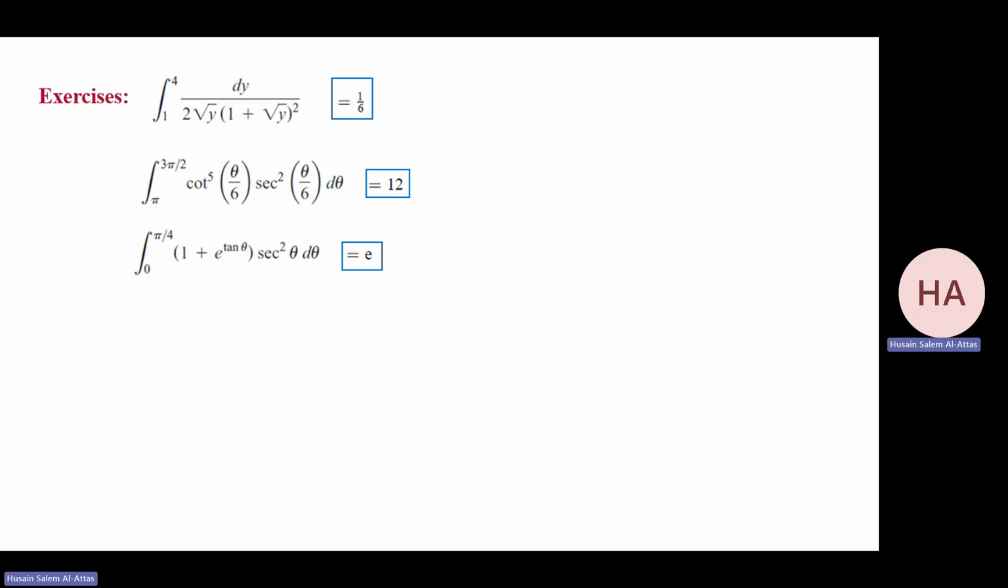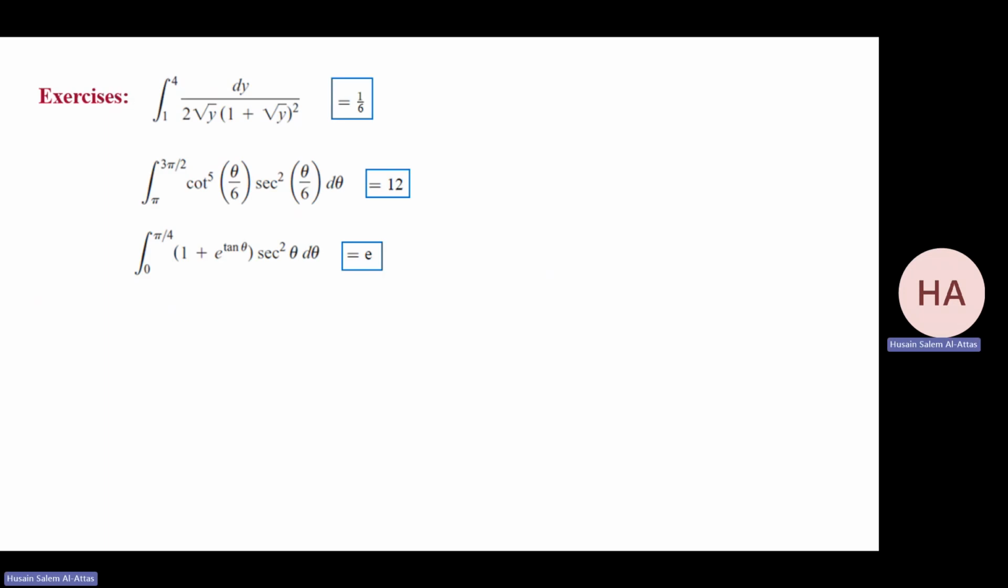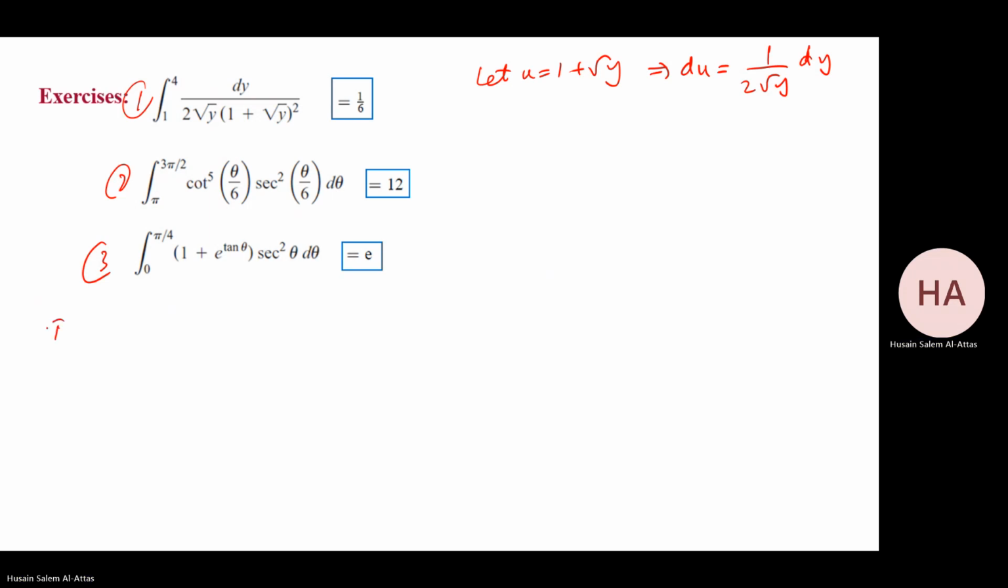definite integrals. Let me do these ones. Number 1, let me call it 1, 2, 3. Be careful here. Let u equal 1 plus the square root of y. So du will be 1 over 2 root of y dy. Okay. So number 1, I will write the limit here, and then I will do the calculation here.